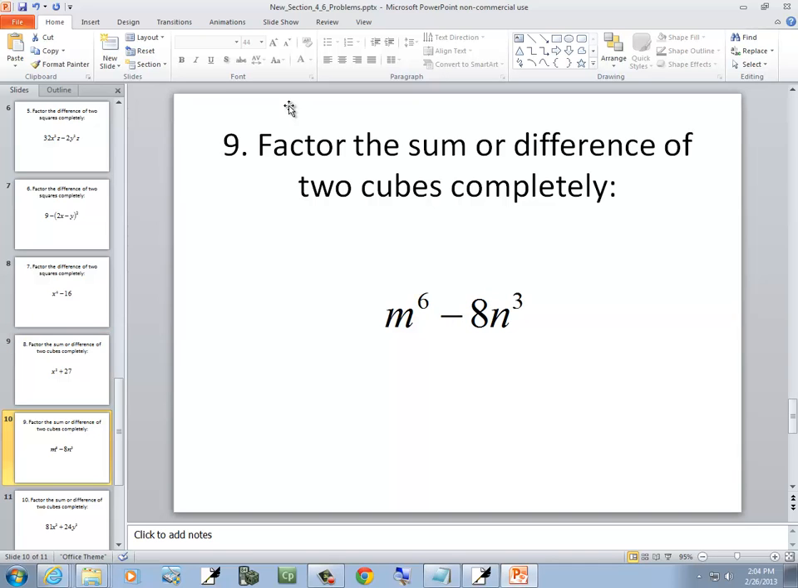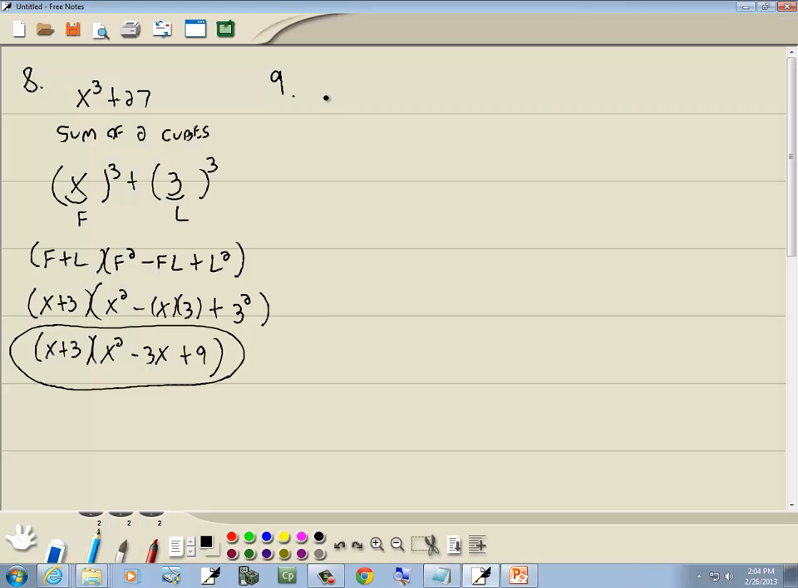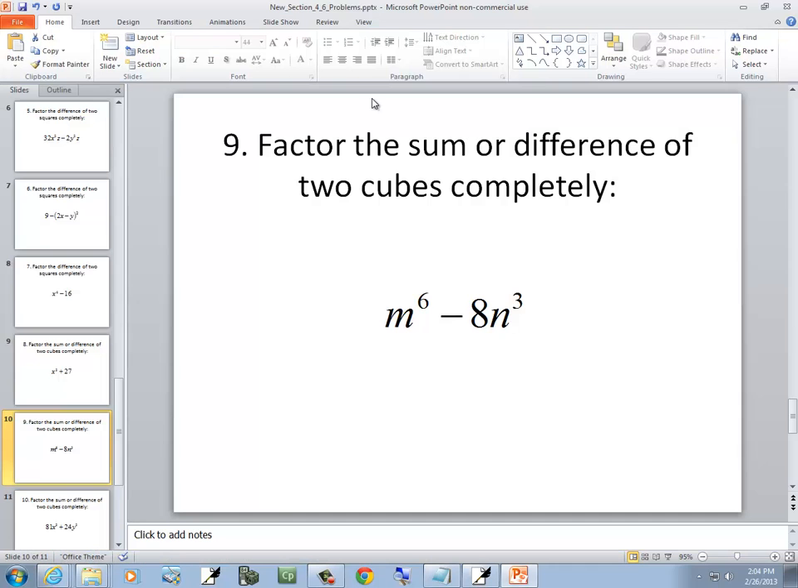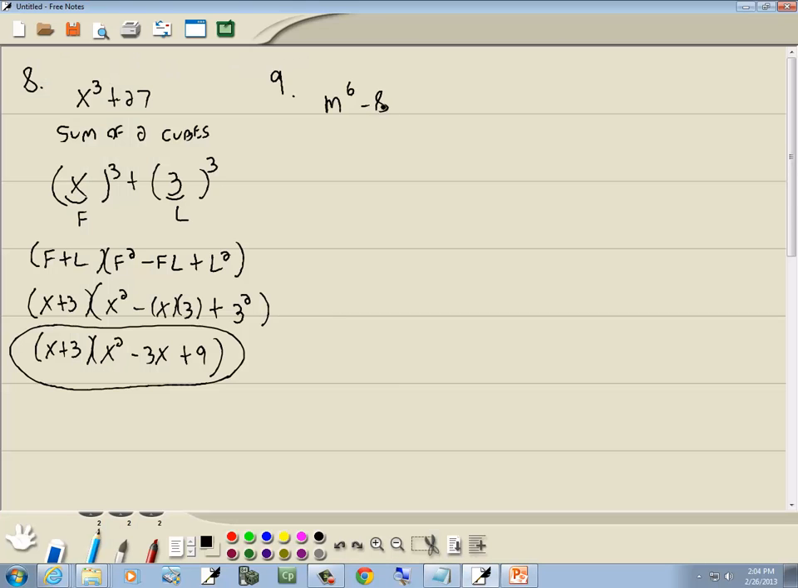Okay, let's look at our next one. We've got m to the 6 minus 8 m to the third. Okay, GCF. There isn't any. Groupings, 4 or more terms, that doesn't fit. PSD and key number are both 3 terms, that doesn't fit. Difference of 2 squares. That fits, 2 terms with a minus in it.